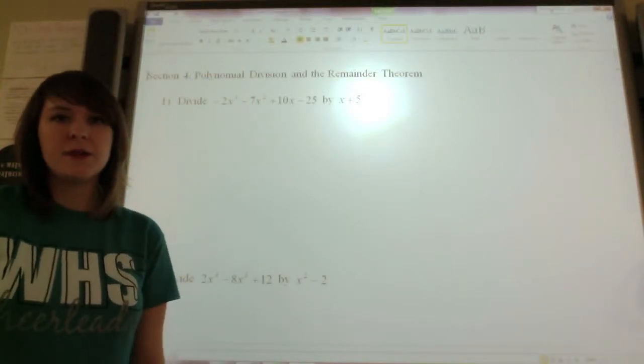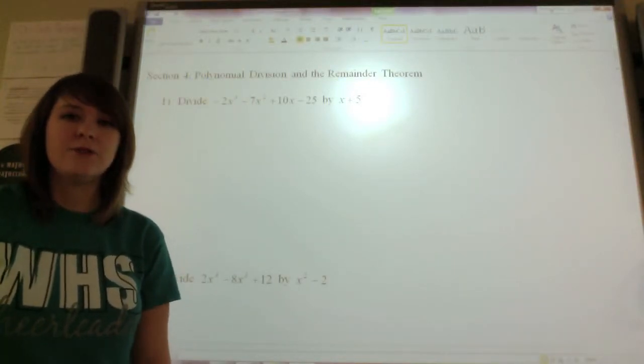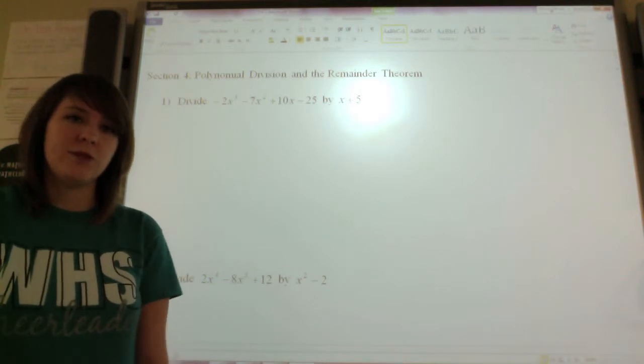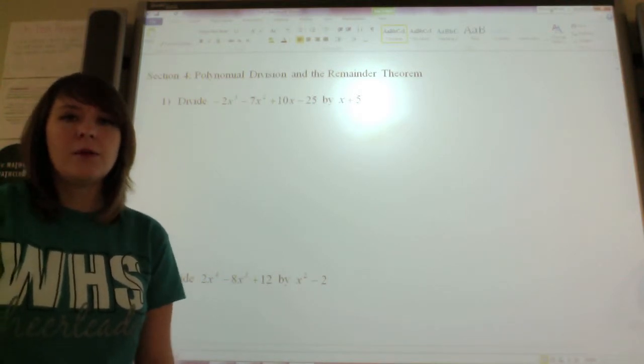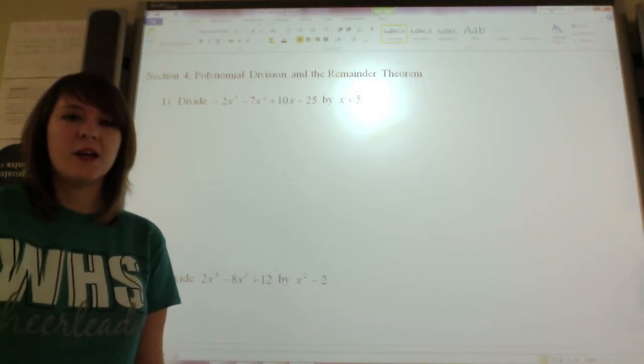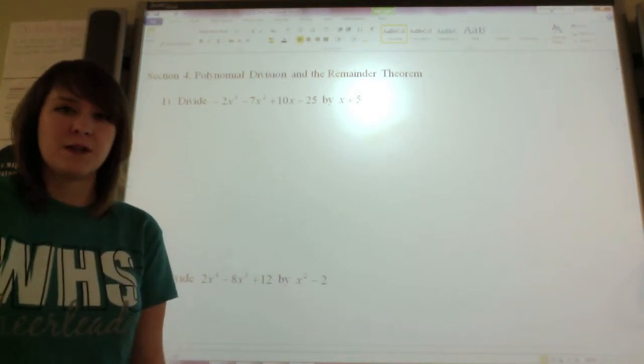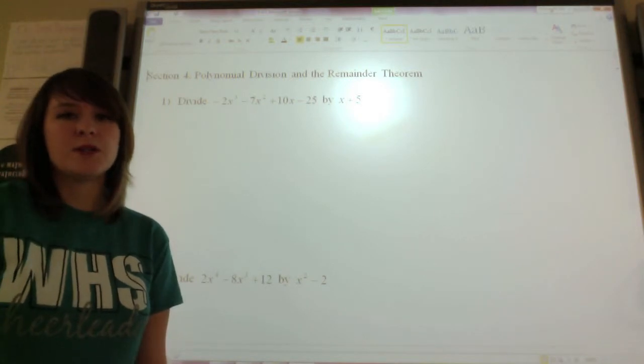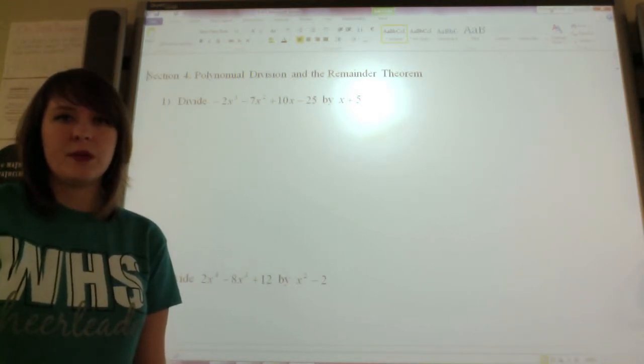Hey guys, today we're going to do Chapter 9, Section 4, which is on polynomial division and the remainder theorem. So dividing polynomials is a really big part of advanced algebra and pre-calculus basically. So it's really important to know how to divide polynomials.